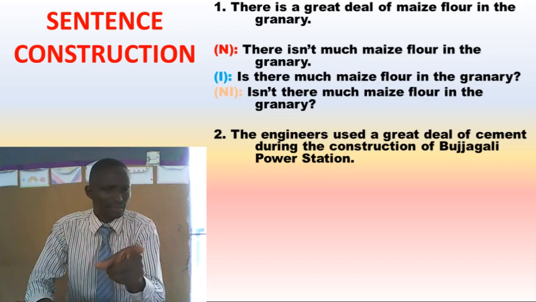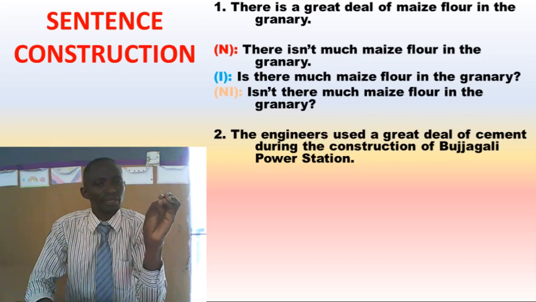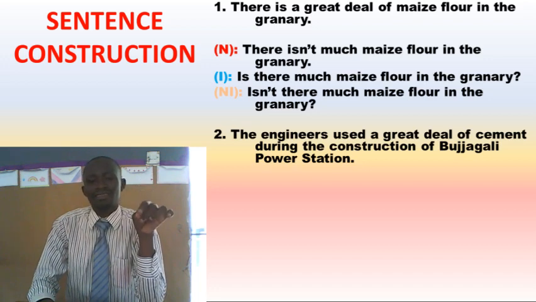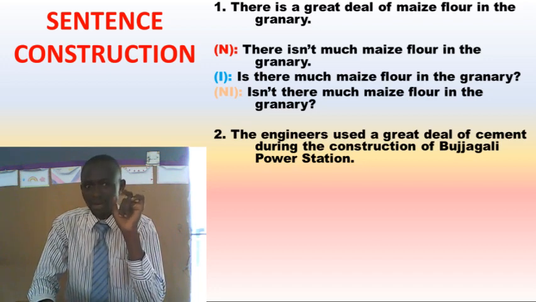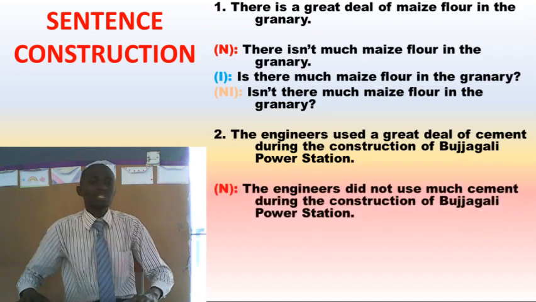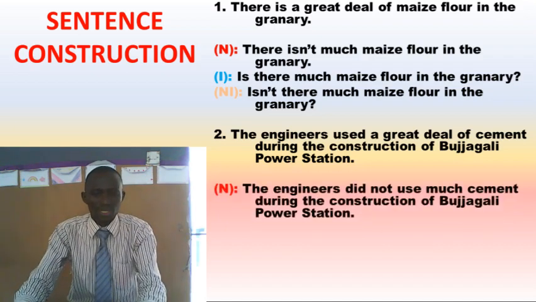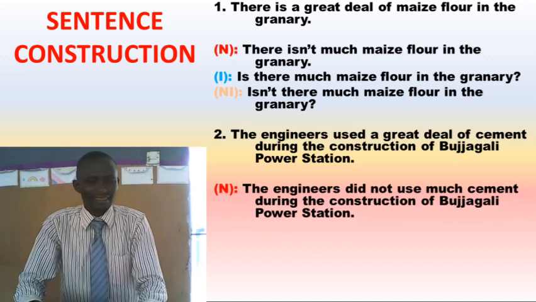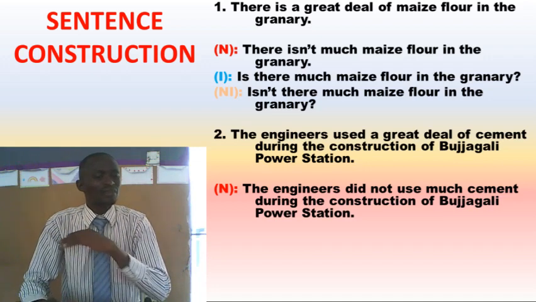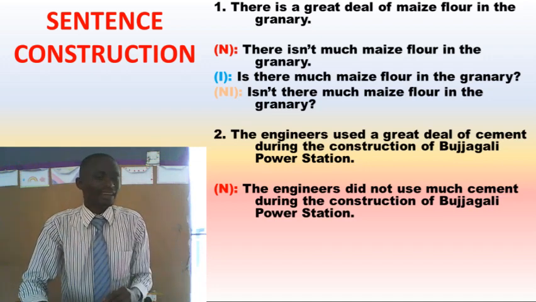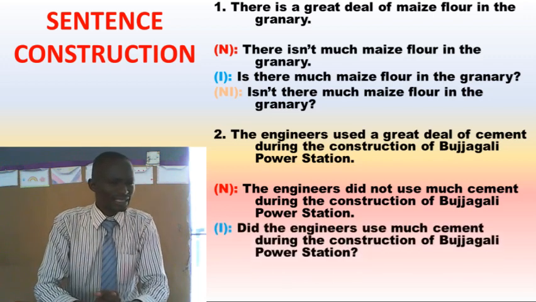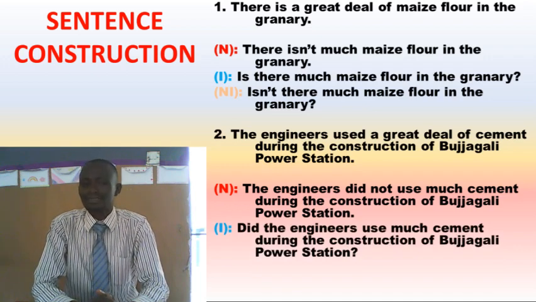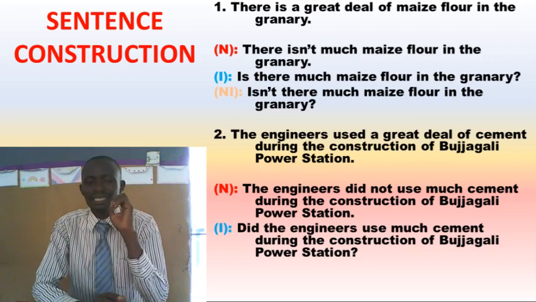Then how do we change this to a negative meaning? When we want to pass this information in a negative meaning, we shall change the words a great deal of to much. And remember, the sentence must carry a negative symbol. That is the word not. So this answer will be, the engineers did not use much cement during the construction of Bujagali Power Station. Just as simple as that. And that will make us grammatically correct. We can also say in an interrogative way, did the engineers use much cement during the construction of Bujagali Power Station? That is our sentence in interrogative form.